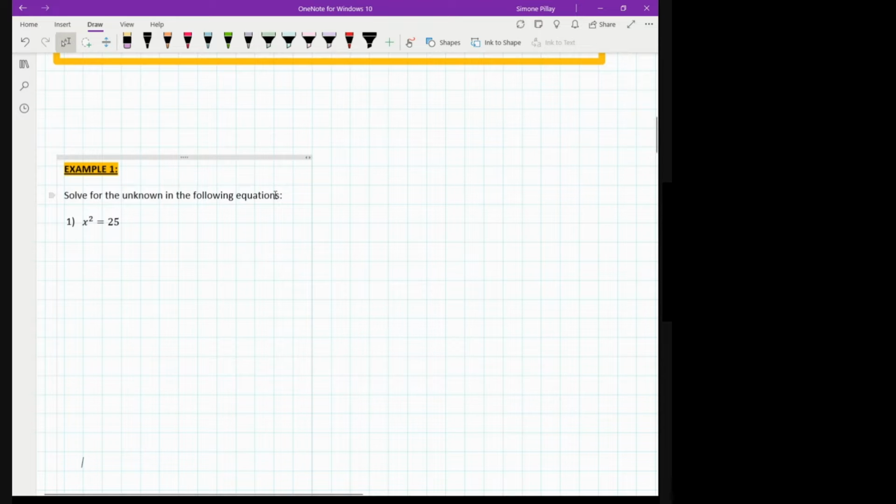Okay. Over here we have x squared equals 25. Now, remember the whole objective when we're doing equations is we want to get our variable by itself. So, if we want to get our variable by itself, can somebody tell me what they think we have to do here? The square root.